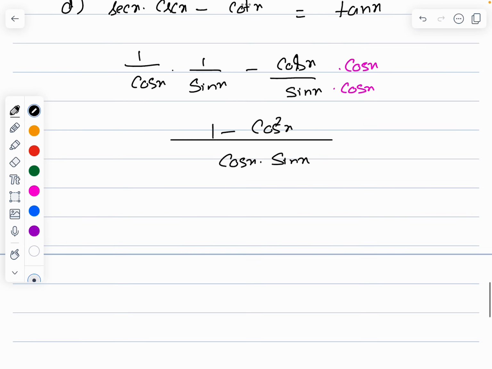What is 1 minus cos square x? It is sin square x divided by cos x times sin x. One sin x cancels. Sin by cos is nothing but what? Tan x.